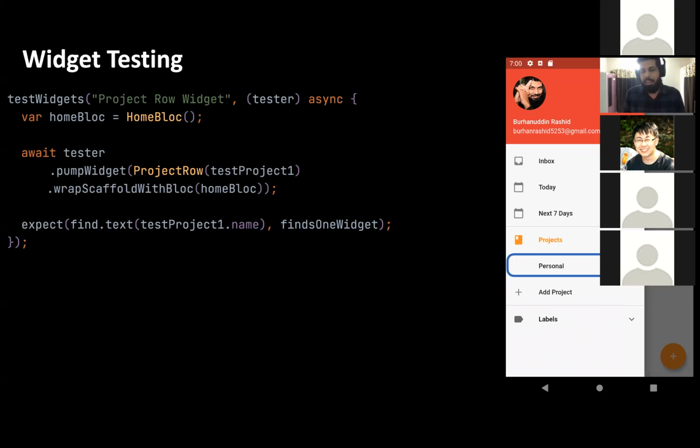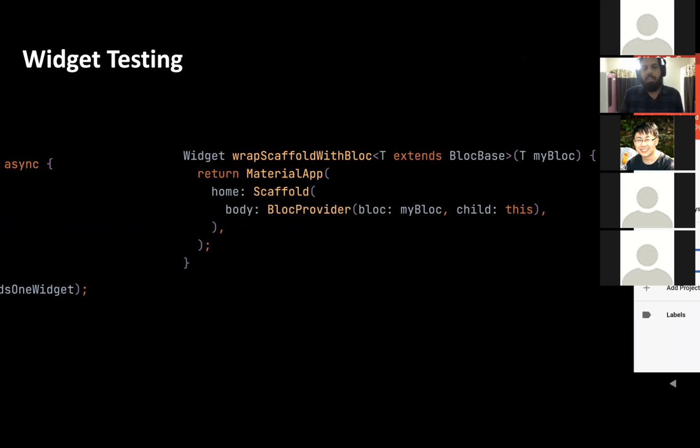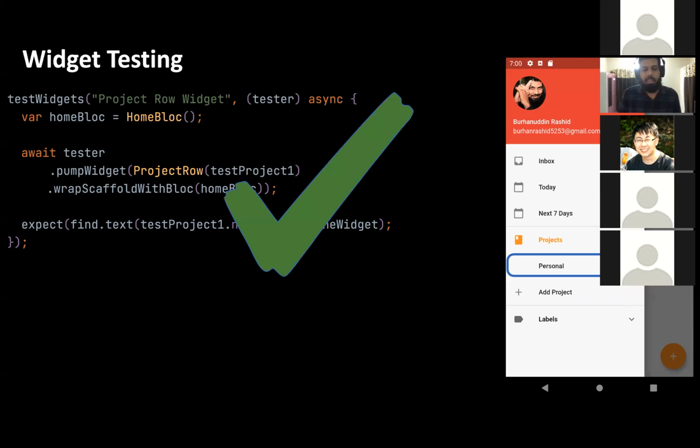I created a handy extension function, wrap scaffold with the block. You just provide that block and it will wrap that widget into that whole app. So you can see the extension here. This takes a block as a type T, and then it's wrapped into a material scaffold and block provider, and whatever the extension is run on, it will provide that as a child. So when we run the test, it will pass.